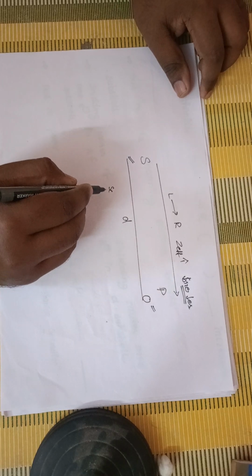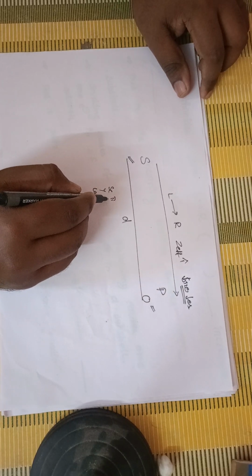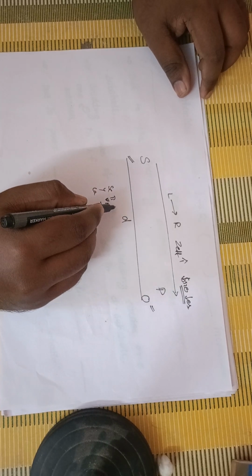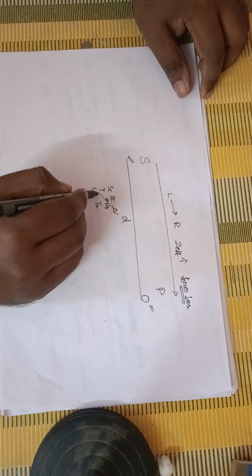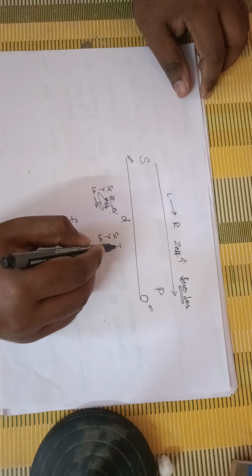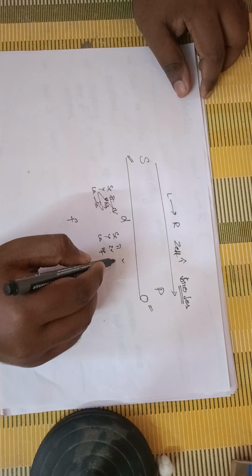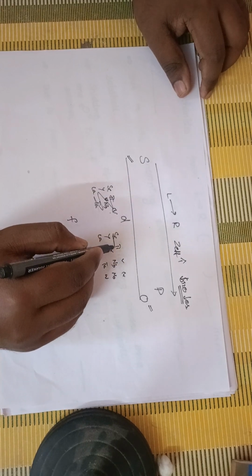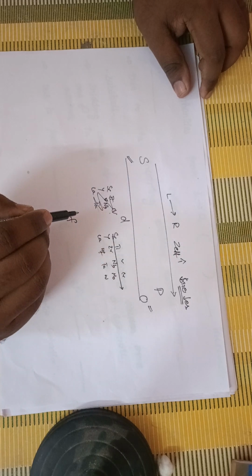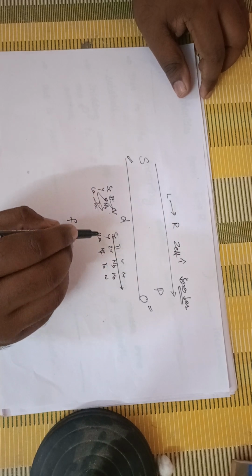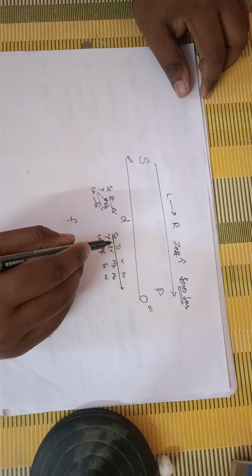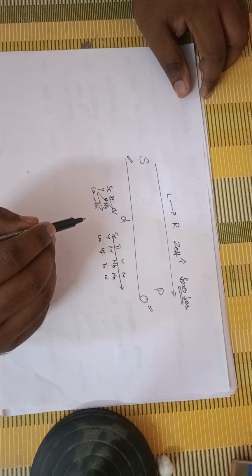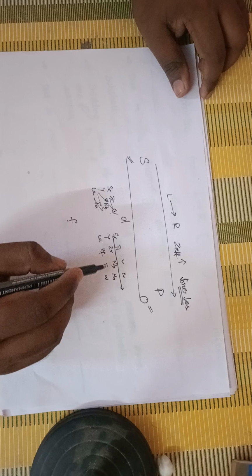In D block, scandium, yttrium, lanthanum, titanium, zirconium, hafnium, vanadium, niobium, tantalum, chromium, molybdenum, tungsten. In the 3D series, we have already discussed how the size varies. In general, size decreases, but there is some variation. In some cases the size increases, in some cases the size decreases. We have already discussed the reason for that.